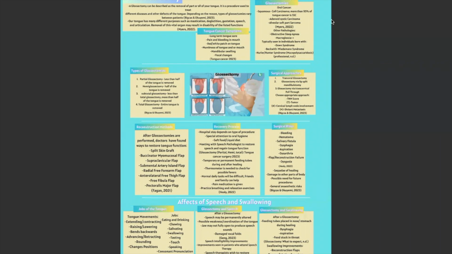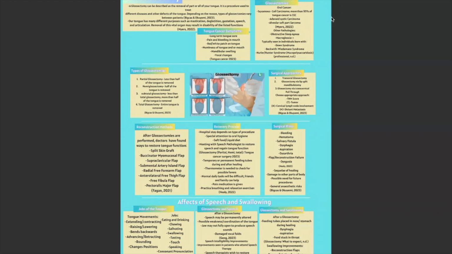One of the more favored options is the buccinator myomucosal flap because it uses parts of the orbicularis oris and parts of the buccinator muscle, which has mucosa on it. This flap has enough bulk to allow for almost all tongue restoration. The pectoralis major flap uses parts of the pectoralis major, however, it only gives subpar results for tongue restoration.